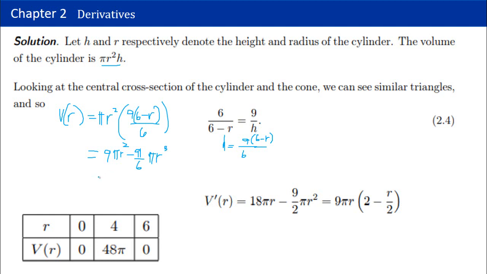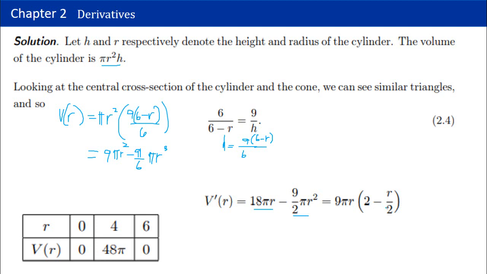If we take the derivative, 2 times 9 is 18, so 18 pi r, since r is to the power 2 minus 1. Then 3 times 9 is 27 divided by 6, which is divisible by 3, so that is 9 over 2 pi r squared. This is our derivative. We equate it to 0 and factor out pi r, so you have 18 minus 9 over 2 r, times pi r.